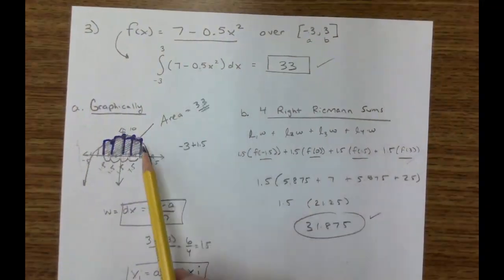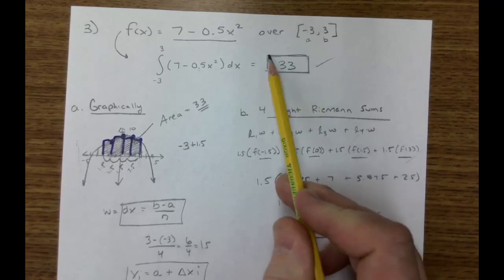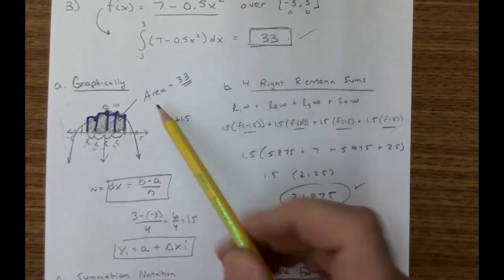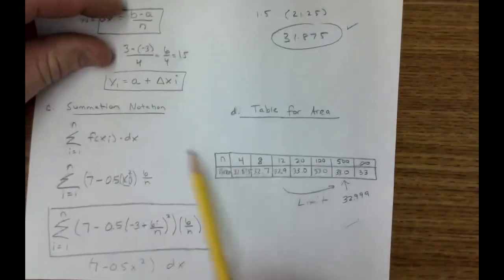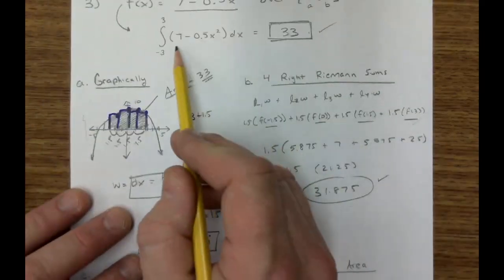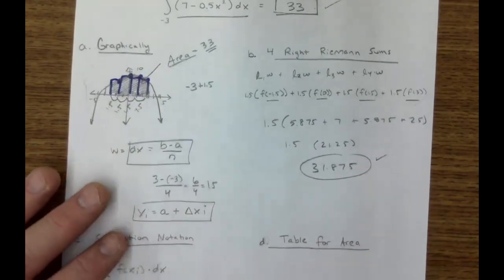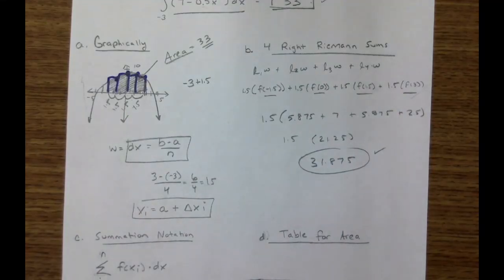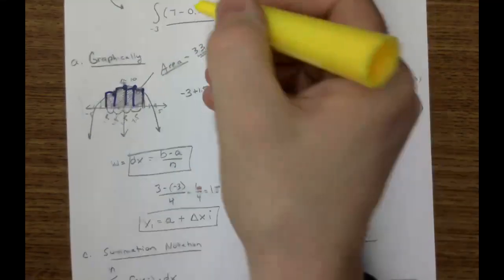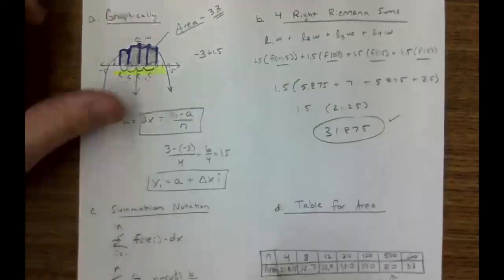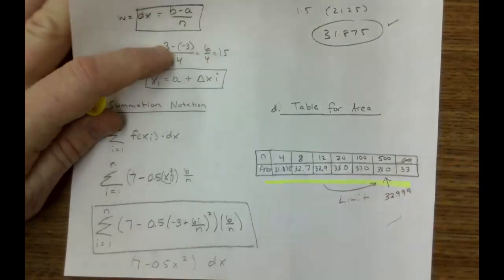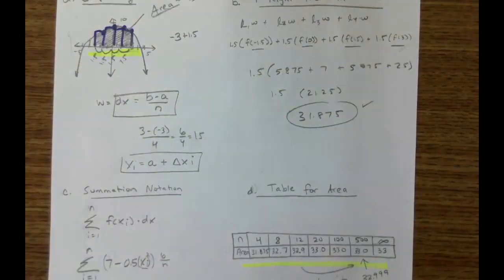So what have we done? We have drawn a curve. We found the area. Area is 33. We have found the area graphically here. We have found the area numerically here. We have found the area analytically here. That is 3 different ways to answer one question. What is this area? Analytically, graphically, and numerically. Answer is 33. All right, I hope this helps.